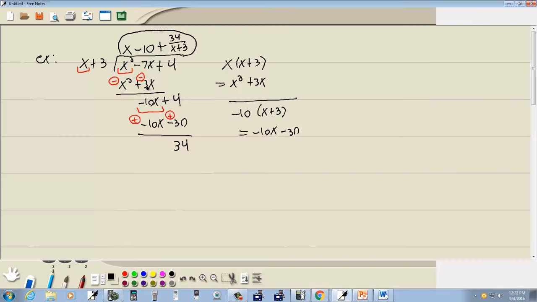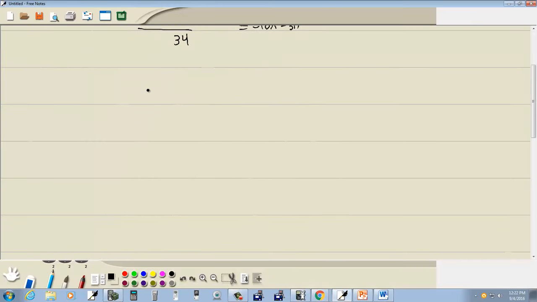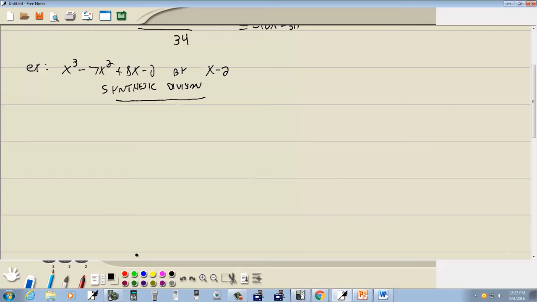Now synthetic division. Let's say I had x to the third minus 7x squared plus 8x minus 2. And I want to divide that by x minus 2. This shows synthetic division. And there's 2 steps there.